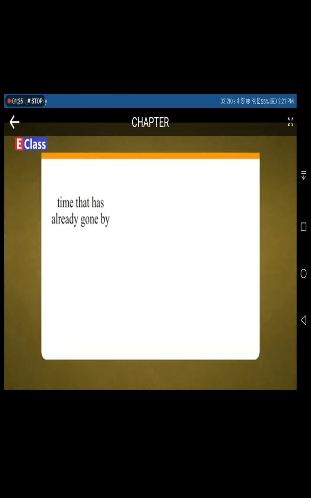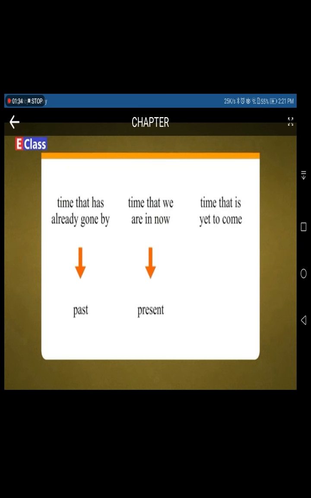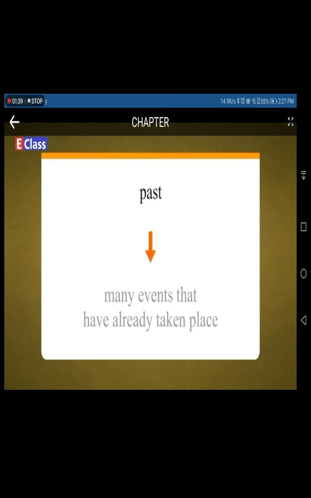The time that has already gone by is the past. The time that we are in now is the present. The time that is yet to come is the future. The past includes many events that have already taken place.